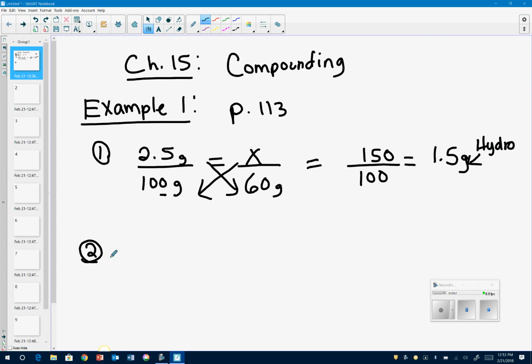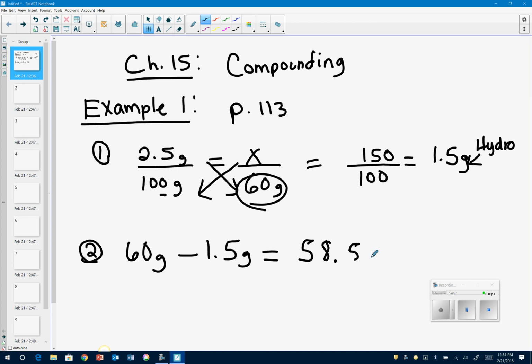On page 114, this tells you this as well. To find out how much uracil cream you're going to need, you're going to take the total of what you want to make, which is 60 grams, and subtract the 1.5 grams, because you want to take out what medicine you're putting into it. So take out your 1.5 grams, and it equals 58.5 grams. This is of the uracil cream.